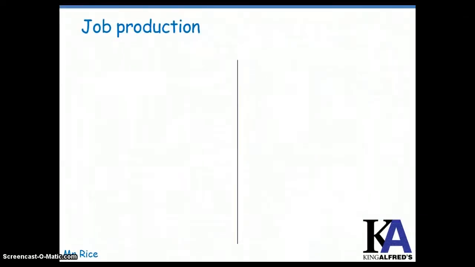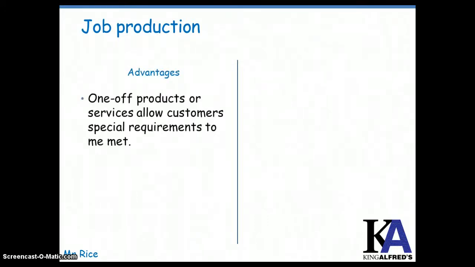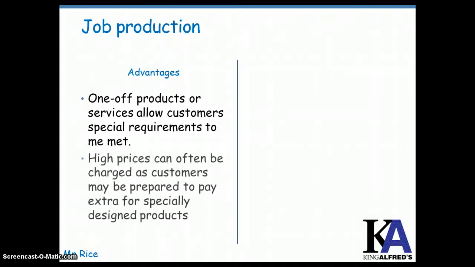Job production has a number of advantages and disadvantages. Advantages may include one-off products can be specialized to meet the customer's requirements. And high prices can sometimes be charged because customers are more willing to pay a higher price if it's specialized for them.